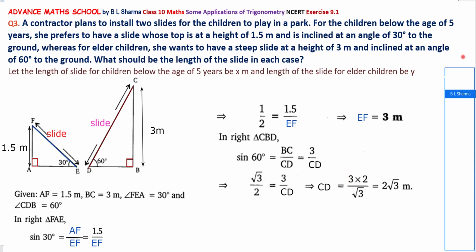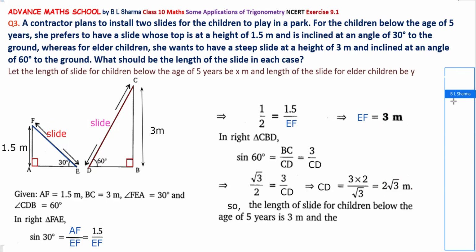So here you will see that this slide, the length is 2 root 3 meter. And this slide length is 3 meter. So the length of slide for children below the age of 5 years is 3 meter, and the length of slide for elders is 2 root 3 meter. That's all for this question.